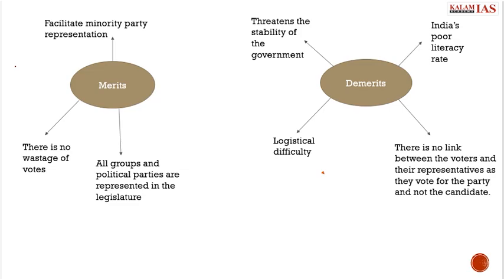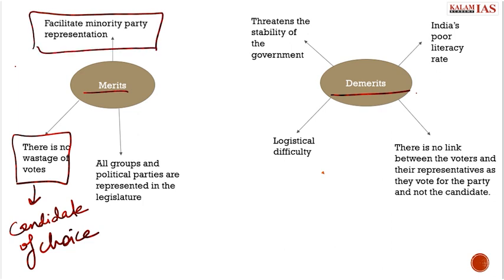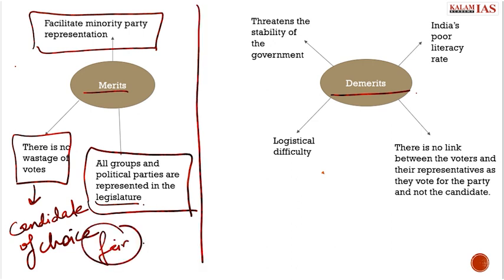Now let's look at the merits and demerits. We have seen that there is no wastage of votes because the maximum of the votes go towards electing the candidate of choice. And minority parties get represented. All groups and political parties are represented in the legislature because this is a very fair system. It is proportional, but we have demerits as well.